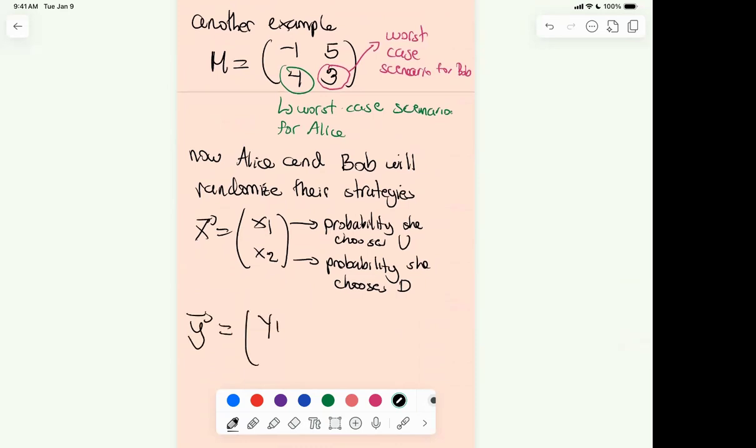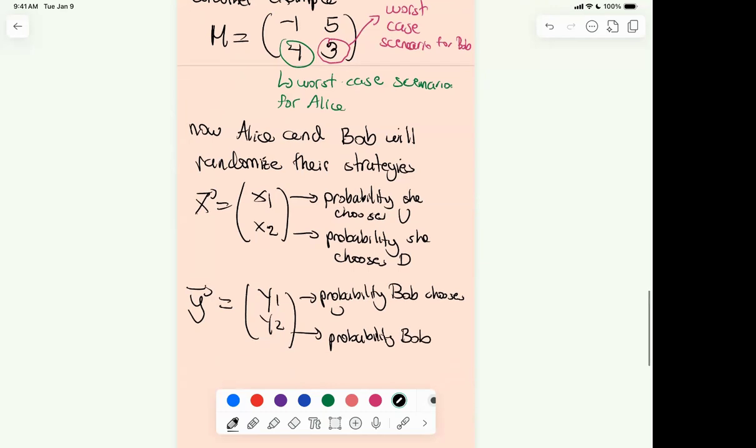And same with Bob. Bob has two options, which I'm going to call y1 and y2, the probabilities for his choices. So y1 is the probability Bob chooses up, and y2 is the probability Bob chooses down. Okay.